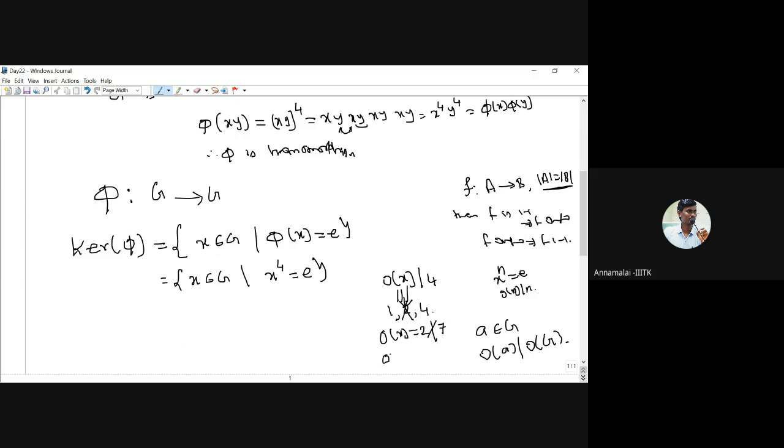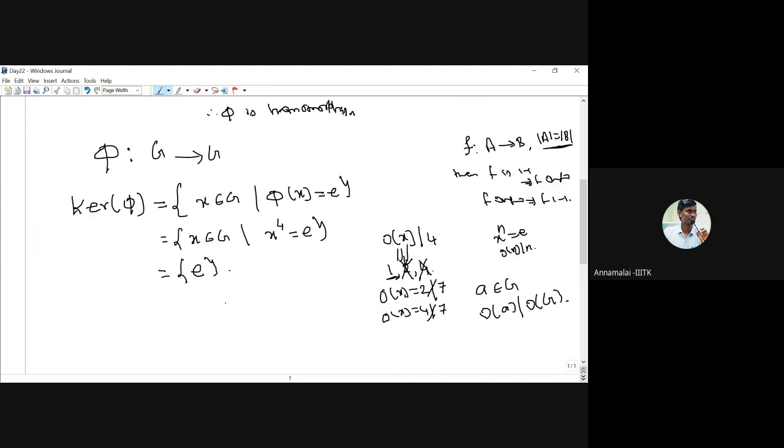Suppose the order of x equals 4, again this should divide the group order. Again, 7 is a prime number, therefore its only divisors are 1 and 7. Therefore, 4 does not divide 7, so order of x equal to 4 is also not possible. Therefore, the only possibility is order of x equal to 1. An element whose order is 1 should be the identity element.